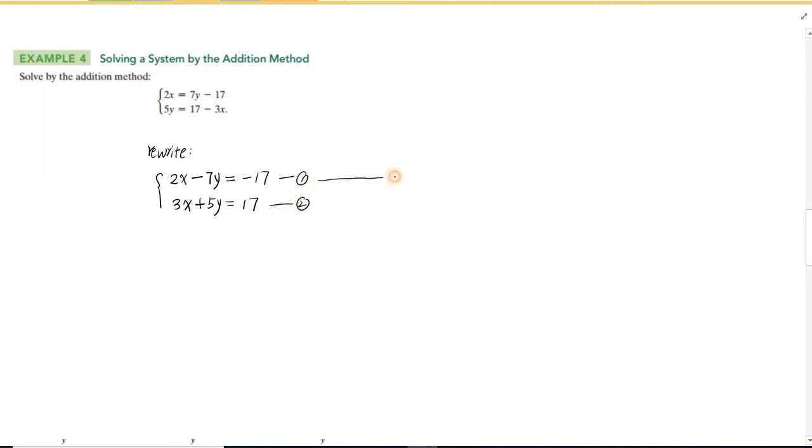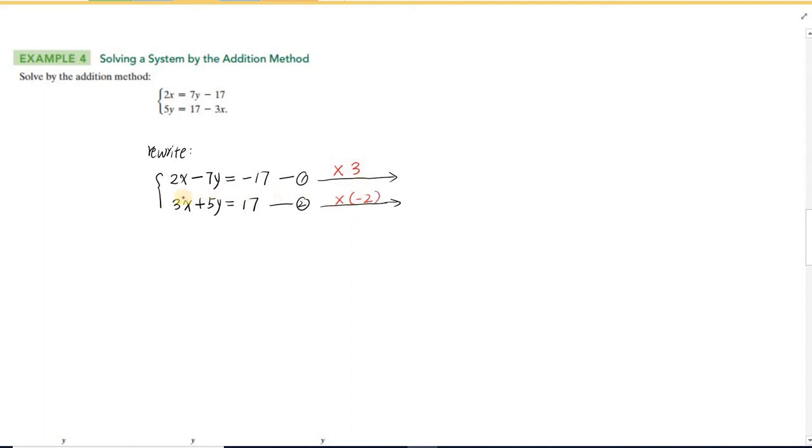Okay, so let's go ahead and look at what I should do, and try to use the addition method. My goal is, here we have 2 and 3 and 7, 5. So let's go ahead and get rid of x first. We need to multiply the first equation by positive 3, and then the second equation, we're going to multiply by negative 2.